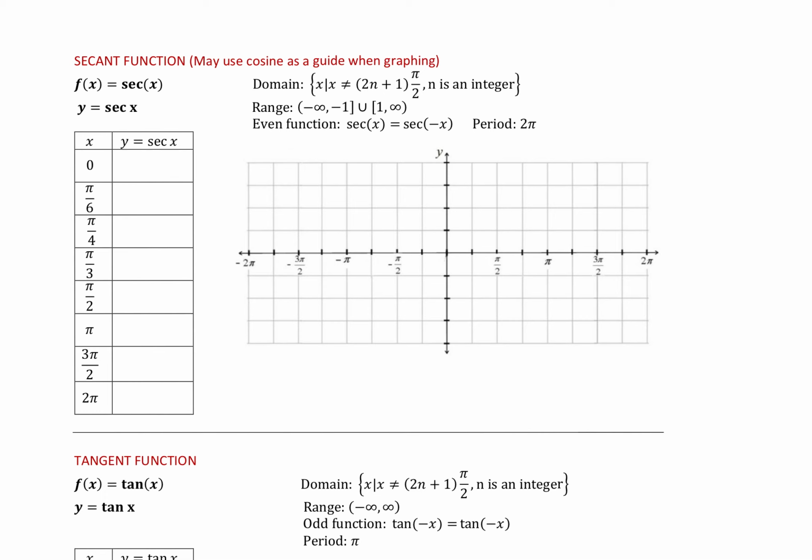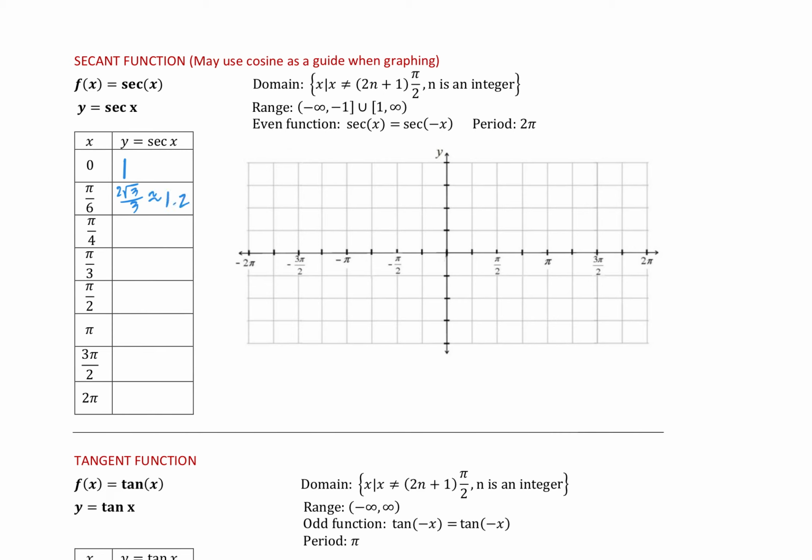Let's go ahead and graph the secant function. Now I could find values as I did with cosecant. I could look at 0, pi over 6, pi over 4, and so on. And if I did, now remember, secant is a reciprocal of cosine. So at 0, cosine is 1, so secant's going to be 1. At pi over 6, cosine is square root 3 over 2, so the reciprocal is, by rationalizing, 2 square root 3 over 3. So similar values to what we had prior.